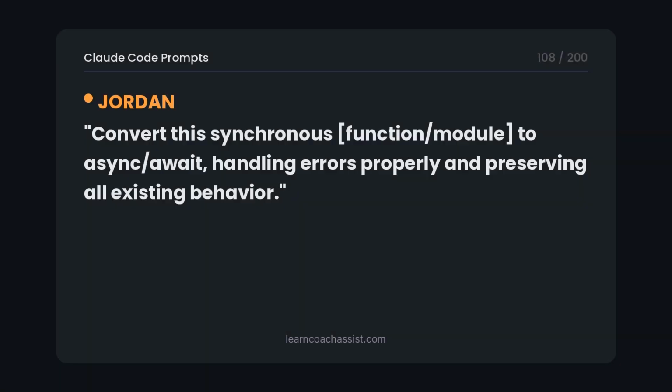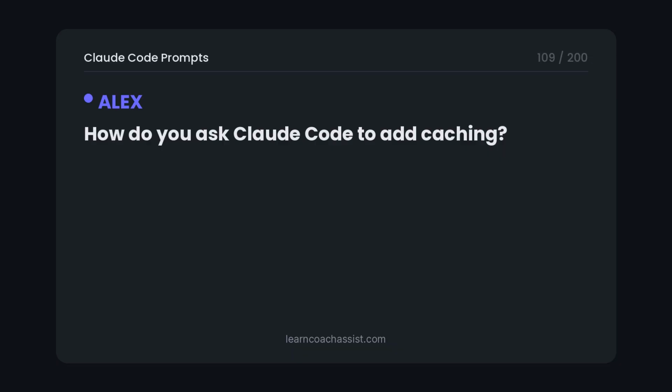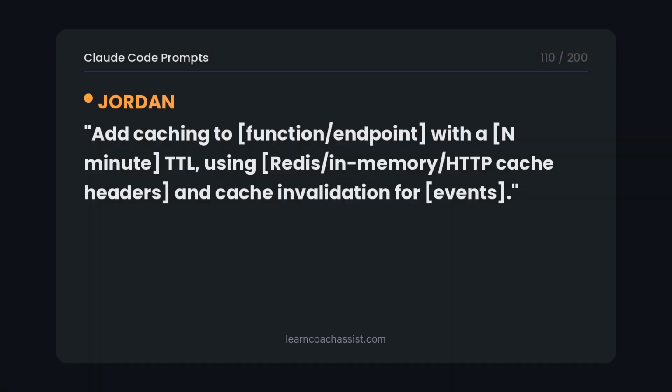What is the best prompt for async code conversion? Convert this synchronous function/module to async/await, handling errors properly and preserving all existing behavior. How do you ask Claude Code to add caching? Add caching to function/endpoint with a n-minute TTL using Redis/in-memory/HTTP cache headers and cache invalidation for events.